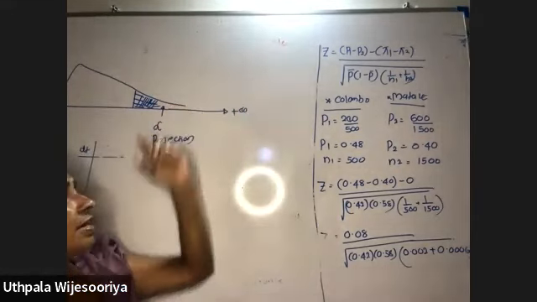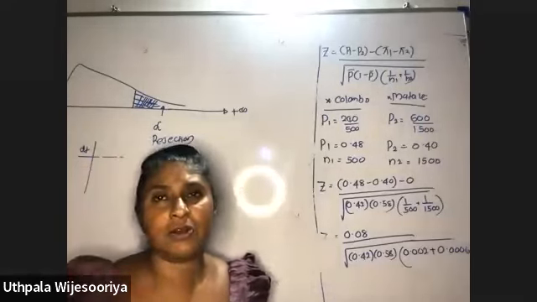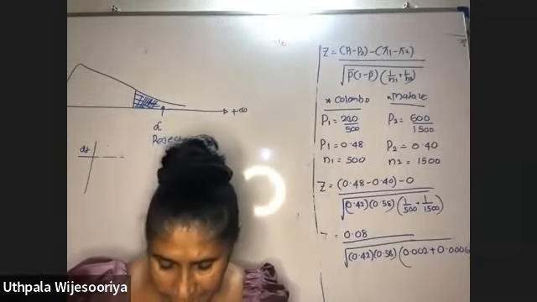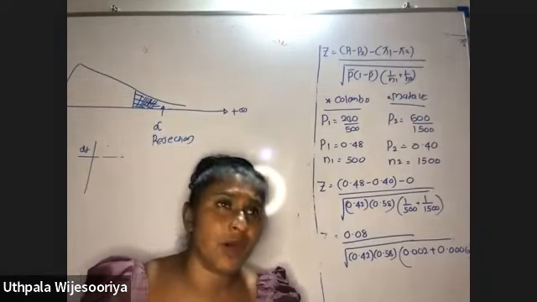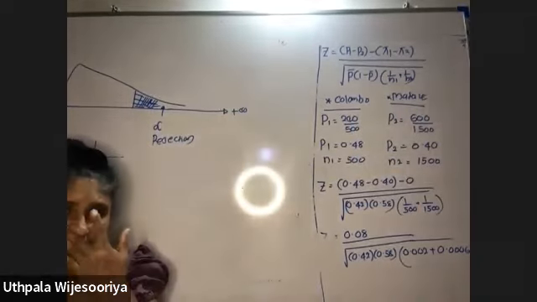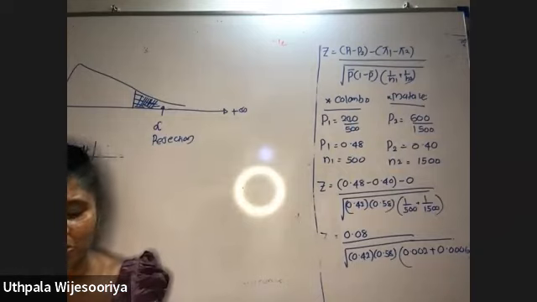Now this is your critical region. Make a critical value, the alpha value, 0.05. Then there are three types of chi-square tests.